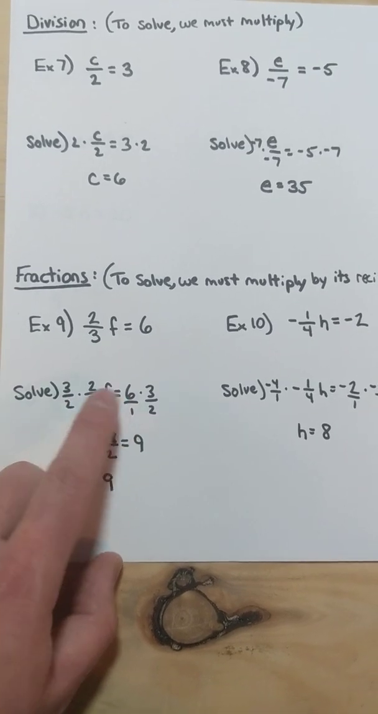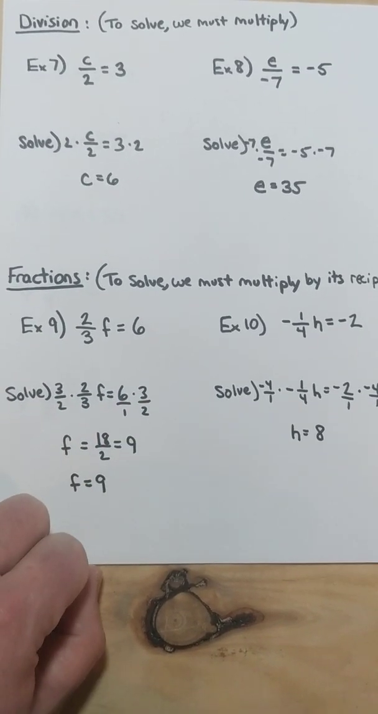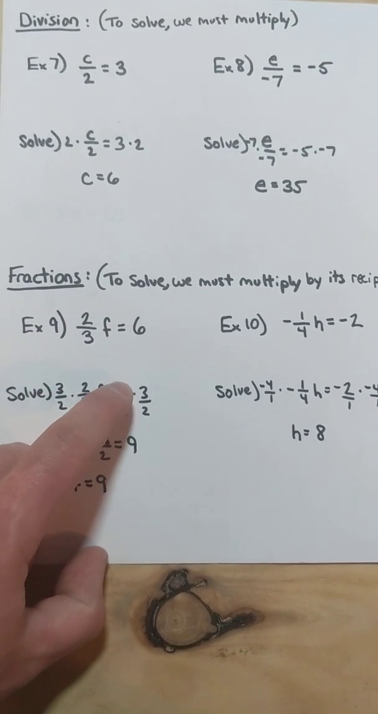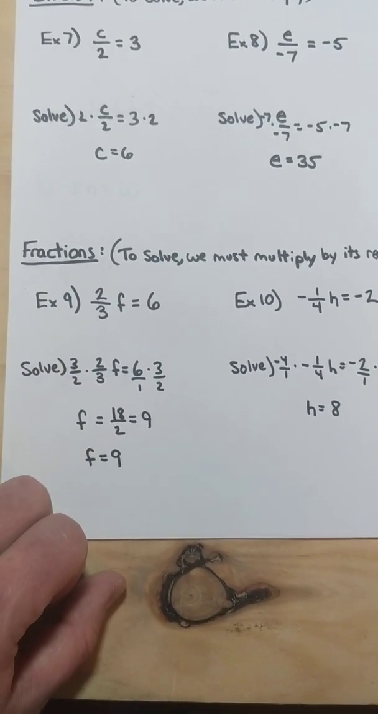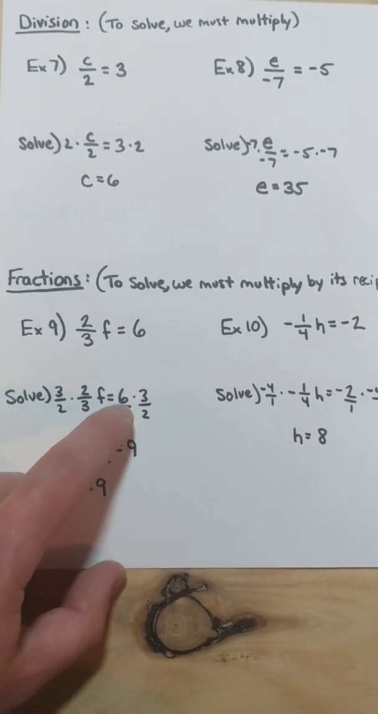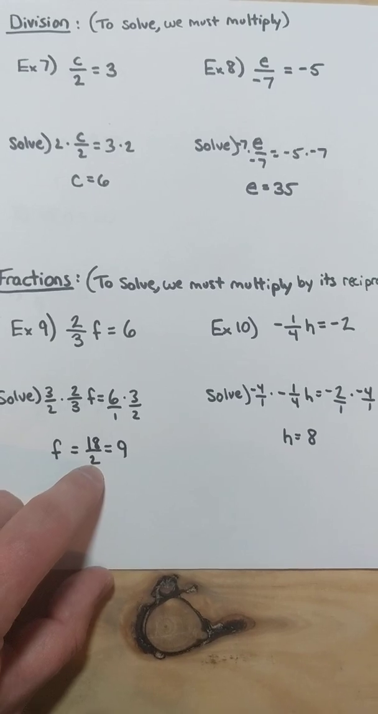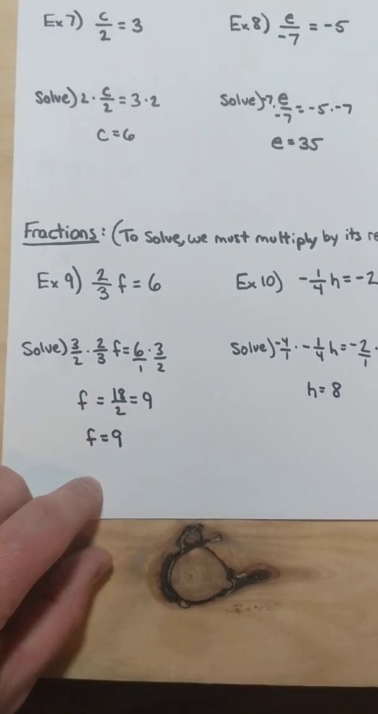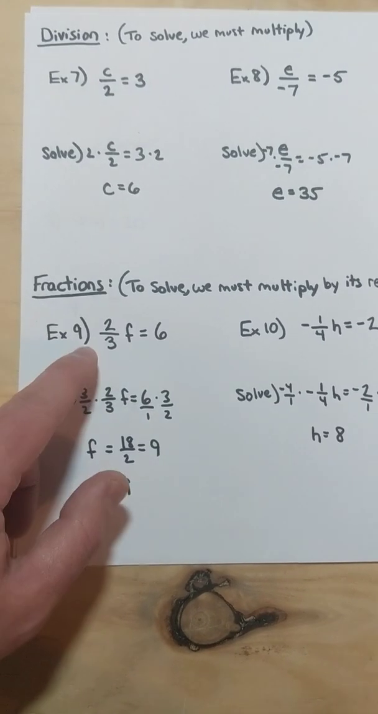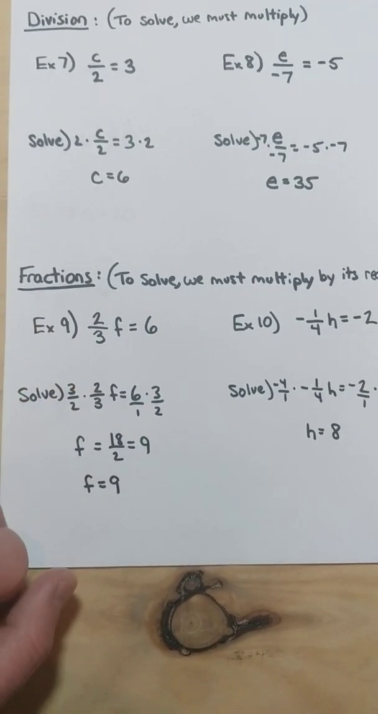Whatever I do to one side, I have to do to the other. So I also multiply 6, or 6/1, by 3/2. Now when I multiply straight across, 6 times 3 is 18, 1 times 2 is 2. 18 divided by 2 is 9, so therefore if f equaled 9, then 2/3 of 9 is 6.